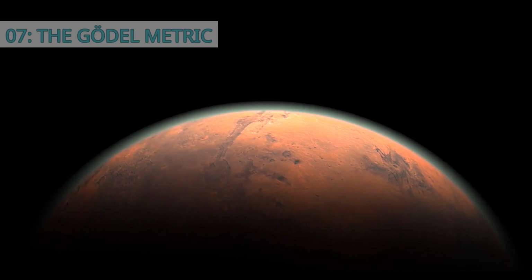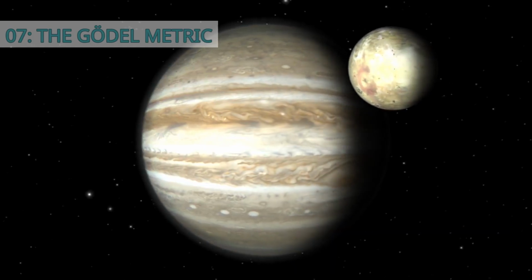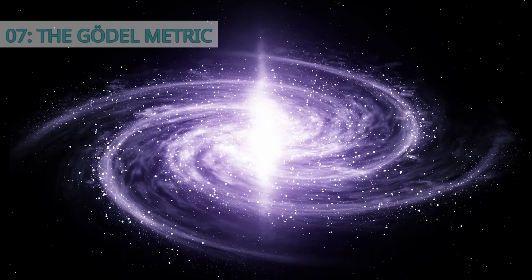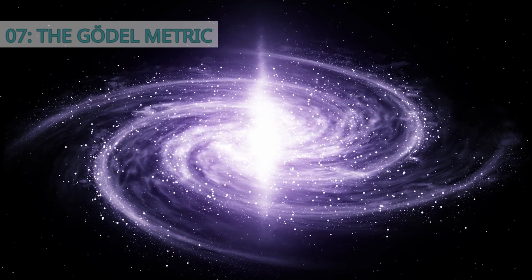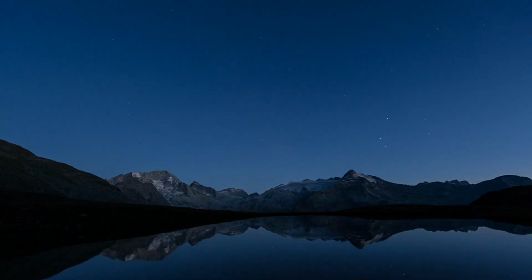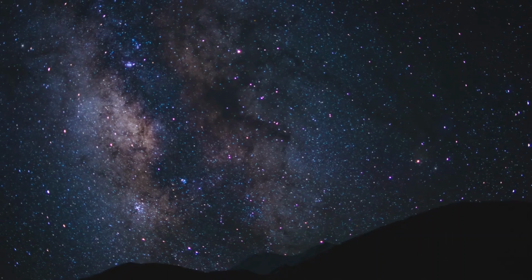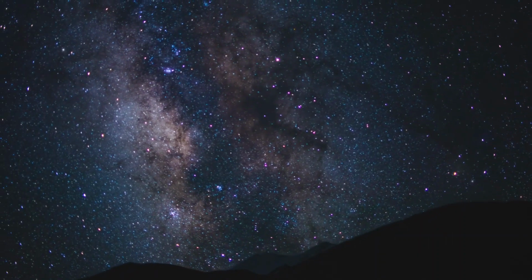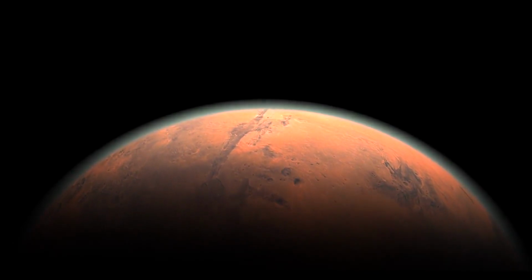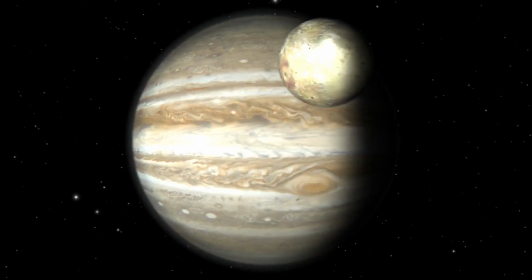Number 7. The Gödel Metric. The Multiverse Theory proposes that there are infinite parallel universes, each with its own timeline. This opens up the possibility for traveling between universes and potentially changing the course of history. It also raises the question of whether our actions in one universe could have an impact on another.